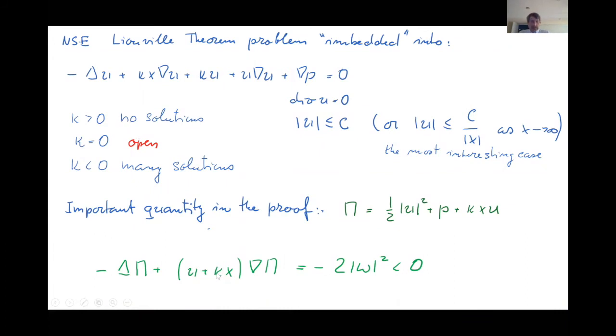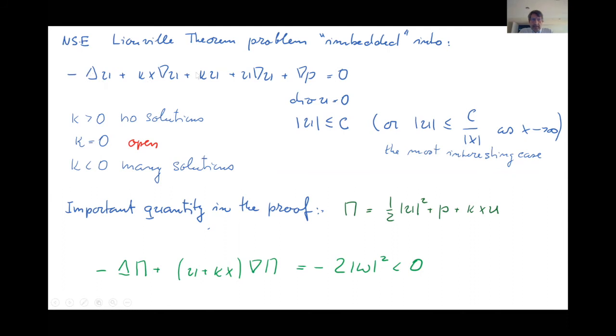So that's what you have for kappa greater than zero. For kappa less than zero, of course, you still have this, but then the supersolutions have the wrong sign, so to speak. They decay at infinity, so they are not very useful. And indeed, we have many, many solutions in that case.